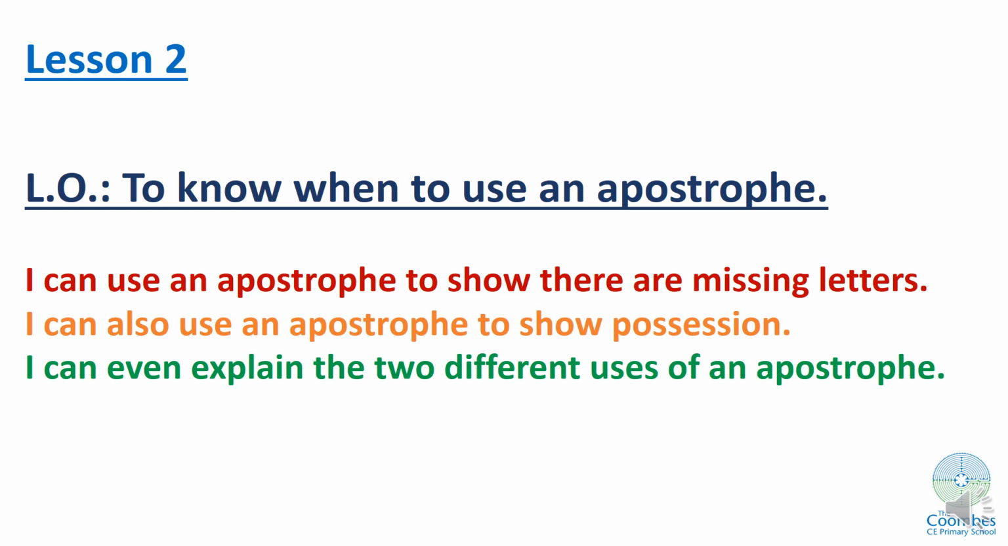So, the learning objective for our first lesson on punctuation is to know when to use an apostrophe. By the end of this lesson, you will be able to use an apostrophe to show that there are missing letters. You will also be able to use an apostrophe to show possession, and you will even be able to explain the two different uses of an apostrophe.